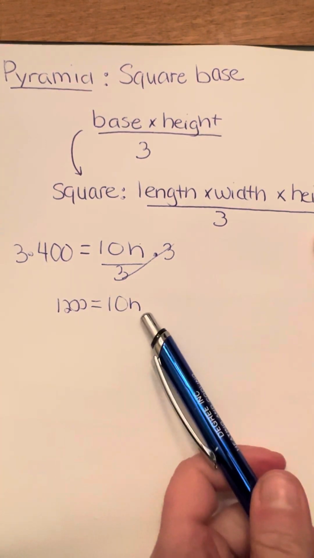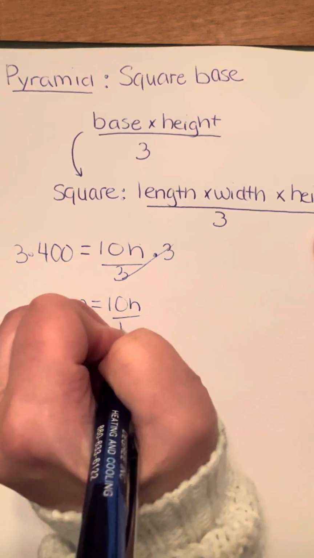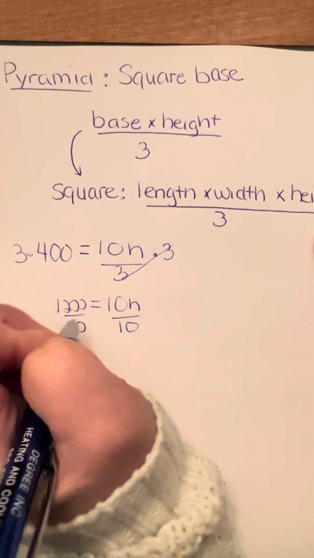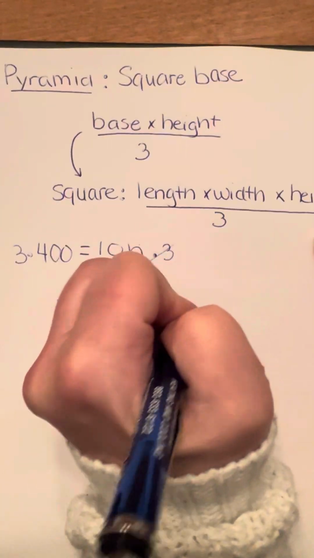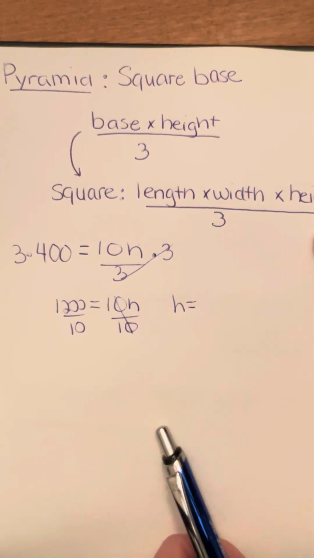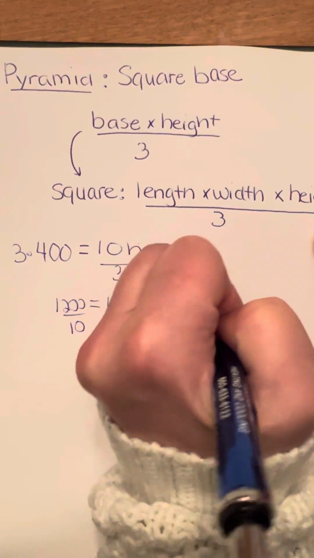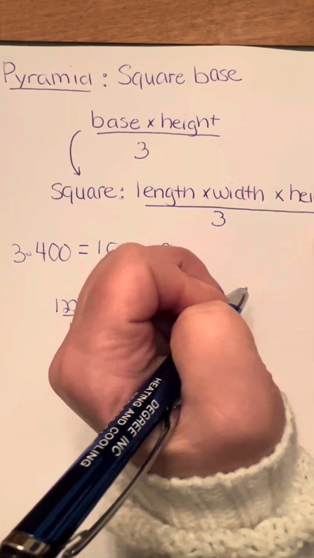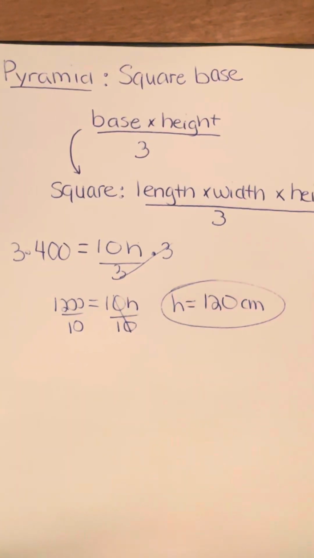And then we want to get rid of that 10 now. This is multiplication, so I'm going to do the opposite, which is to divide both sides by 10. Those are going to wipe each other out, leaving me with just 1h. And 1,200 divided by 10 leaves me a height of 120. Because we are talking about centimeters in this case, my height is 120 centimeters.